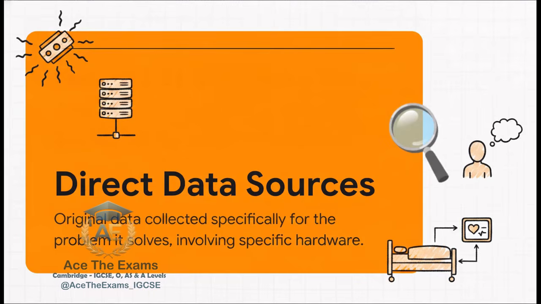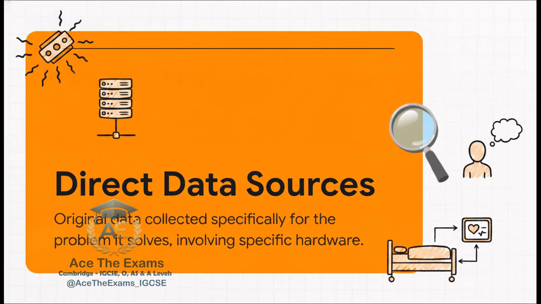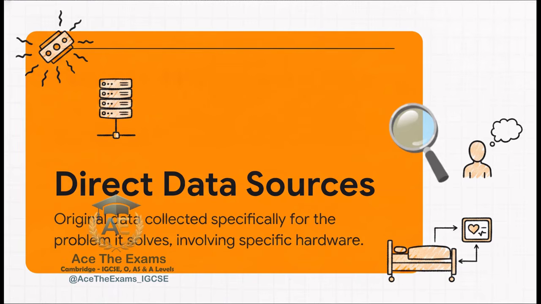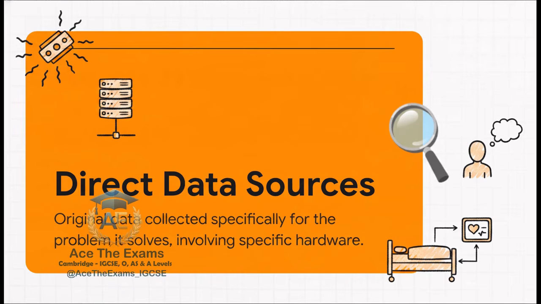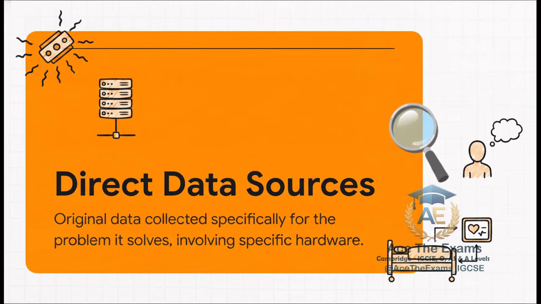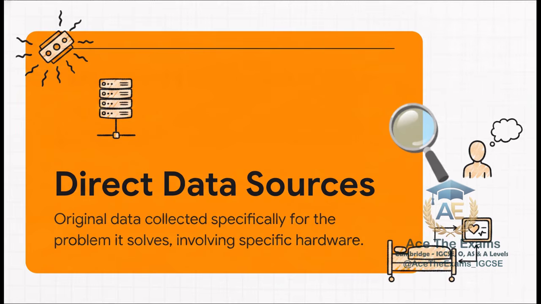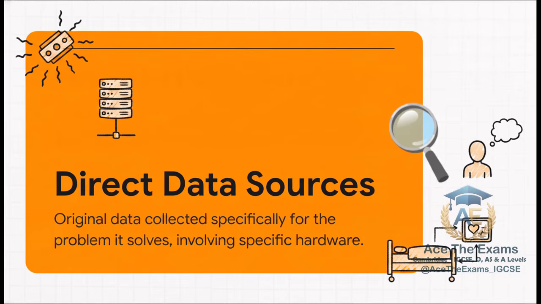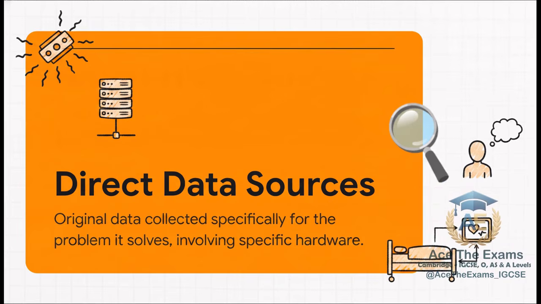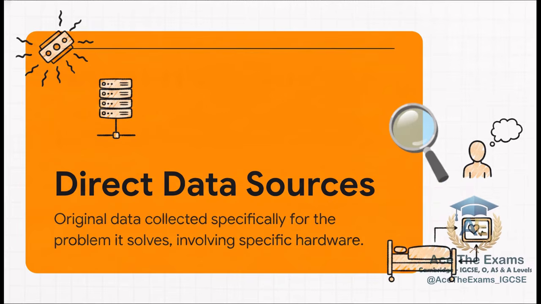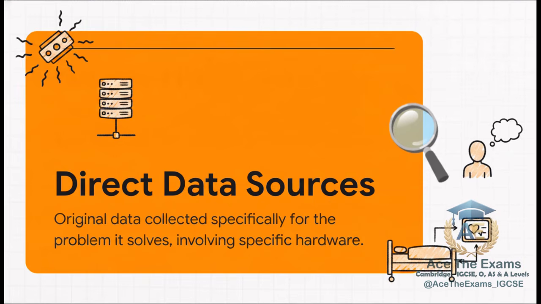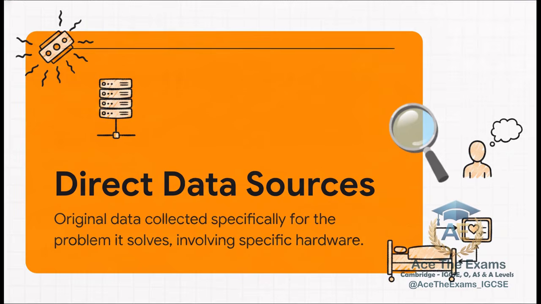So let's see how this framework builds our understanding of direct data sources. We do not want to view this as some dry, isolated concept anymore. Ask yourself, what problem does it solve? What data or device is actively involved? Direct data is original data collected specifically for the problem it solves. It involves specific hardware, kind of like those hospital sensors we talked about earlier, and exact processing stages. When you identify the practical consequence for the user or the organization first, suddenly all this abstract terminology becomes incredibly meaningful and concrete.